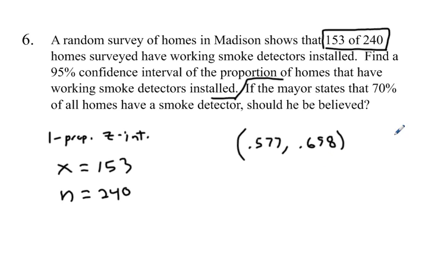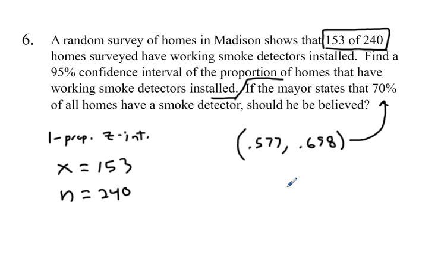Now, the mayor of Madison says 70% of all homes have a working smoke detector. Should we believe that guy? Mayor Paul Soglin, should we believe him? Well, it's not in our range. So I'm 95% sure that the mayor's wrong. I'm 95% sure the true percentage is somewhere between 57 and 69%. Now, with that being said, the percent he gave is not too far outside of our range. Remember, this is a 95% confidence interval. 5% of the time we'll be wrong, so maybe the mayor is correct. But still, I'm 95% confident that we are correct. So he could be right, but I'm betting my money on what we have calculated.